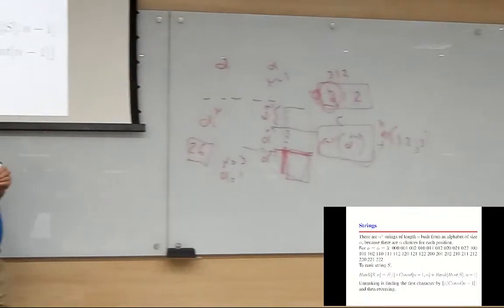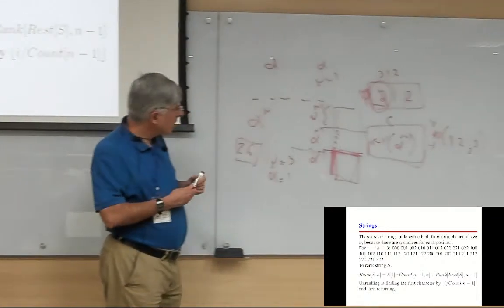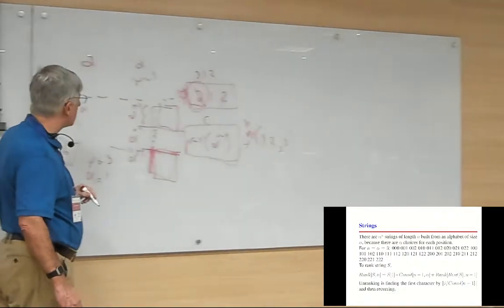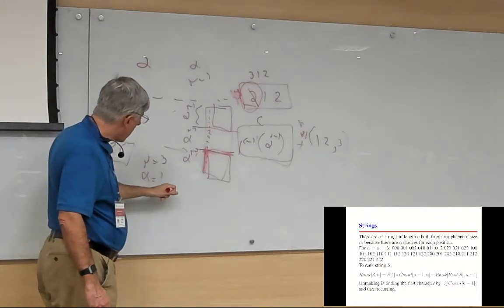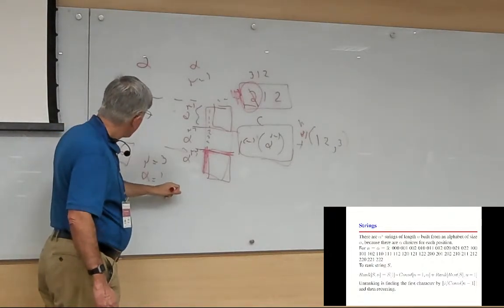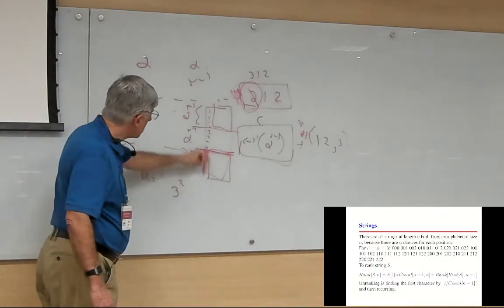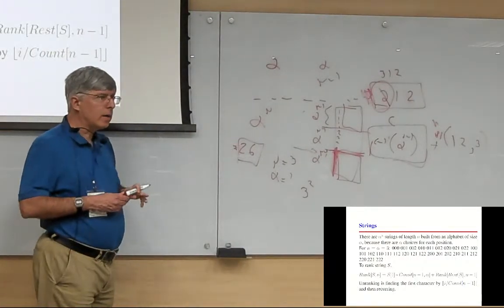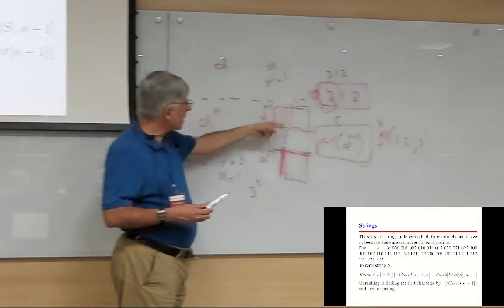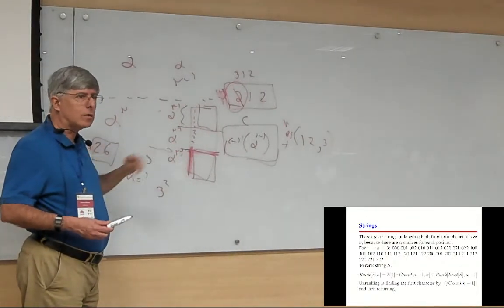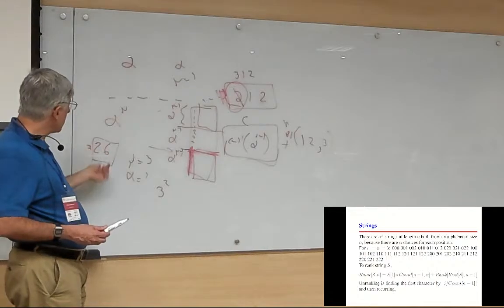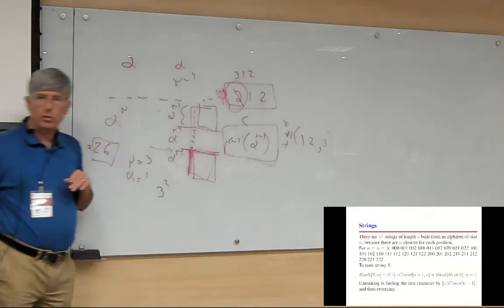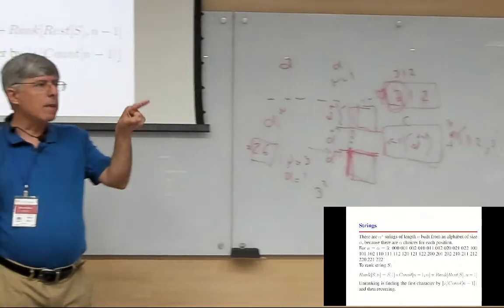What do I know? 26. If I compare it to what is the size of strings of length 1 less than that, there are 3 to the 2 strings in each block. What do I know about the 26th string? It can't be in the first block, it can't be in the second block, it's got to be in the third block. And so I can peel off the first symbol, this has to be a 3, and I can solve it recursively. Any questions about that?